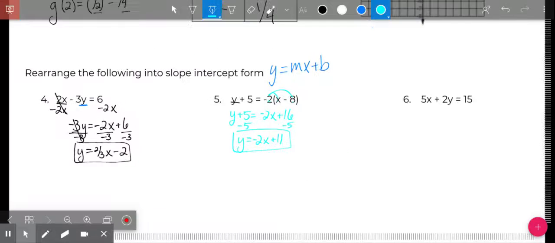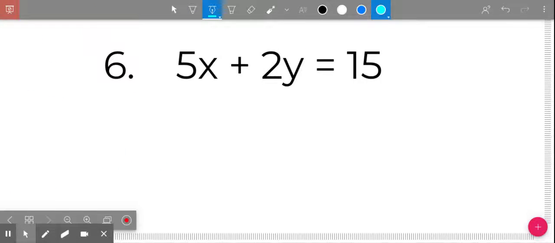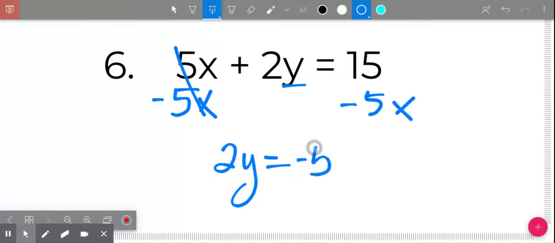All right, and then the last one. We have 5x plus 2y equals 15. We want to get the y all by itself, so I'm going to subtract the 5x over. That cancels out, so I'll have 2y is equal to, I can't combine those because they're not like terms, so I just have -5x plus 15.